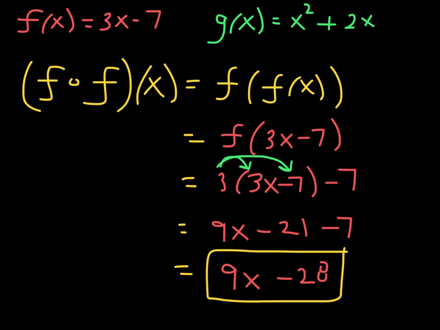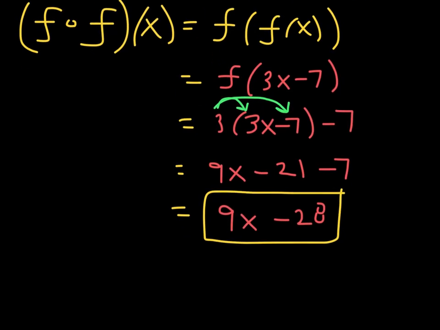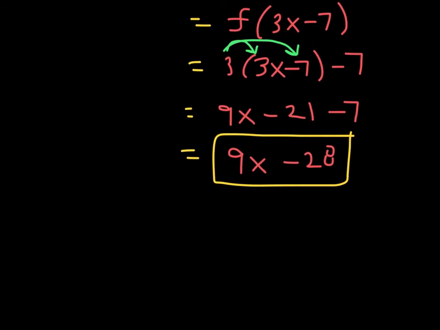Now, what kind of function is our answer? What kind of function is 9x minus 28? If you said linear, you are correct. This is an mx plus b form. So, because it's a linear function, what's its domain? Well, you and I know that all linear functions have a domain of all real numbers. How do you know that again?